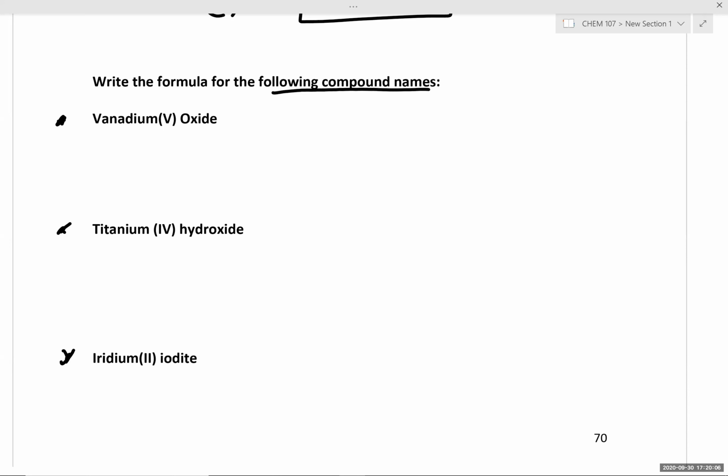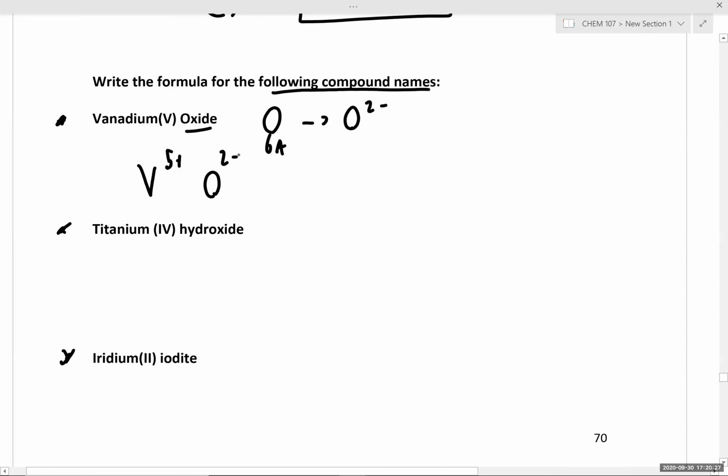Okay, so let's talk about this example. Vanadium 5 oxide. So we have vanadium with a 5 plus charge. Oxide is a derivative of the oxygen anion, as a group 6A element. Oxygen forms an anion with a 2 minus charge. Now that we have our two ions, we cross our charges, and that in turn gives us the formula. Does this make sense to everyone?